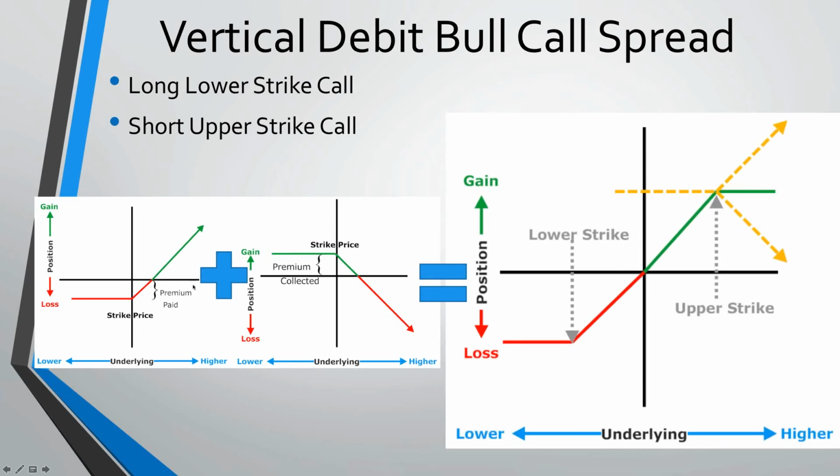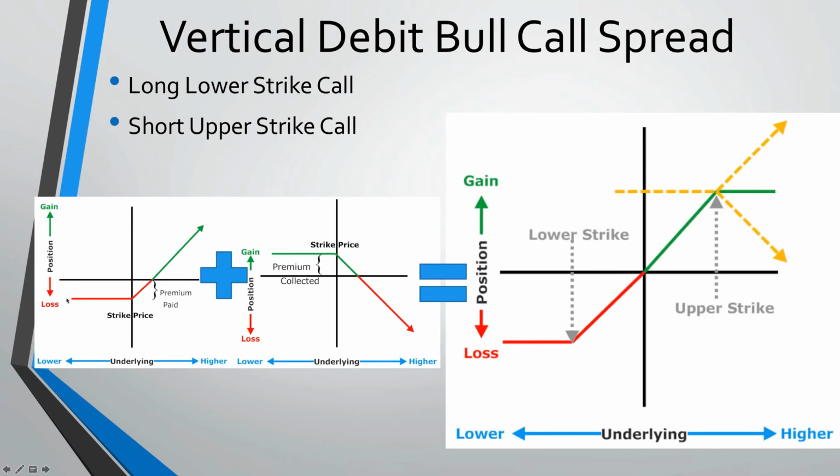You look at the small image on the left here, and you see long one call. Again, keep in mind as we're looking at graphs throughout this presentation that left to right is the underlying or the indicative index moving higher or lower in price. That's the left to right. And then above the center line is profitability of your position. Below the center line is loss of your position, right?